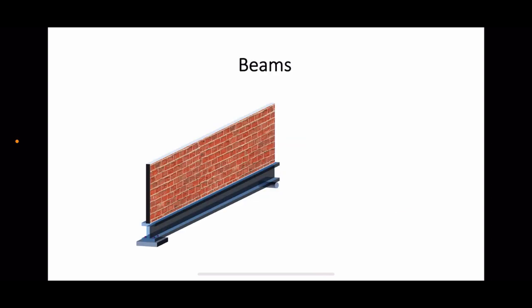Here is an example situation where beams can be used. You can see that a beam is used to support a brick wall. In this case, the weight of the wall will be exerted onto the beam in the direction perpendicular to the axis of the beam.